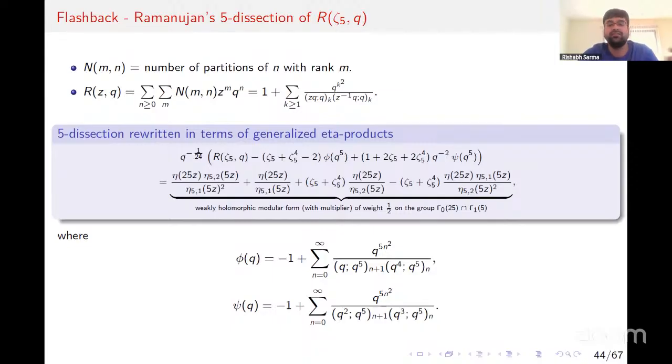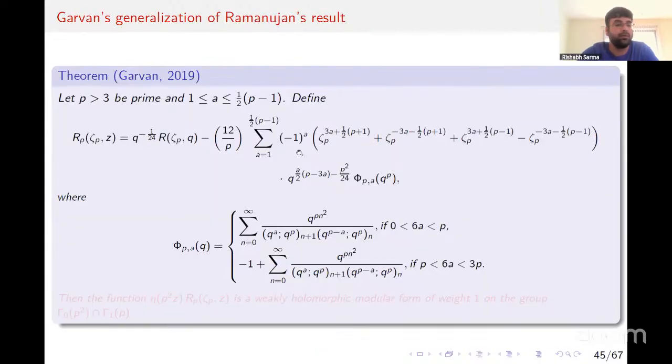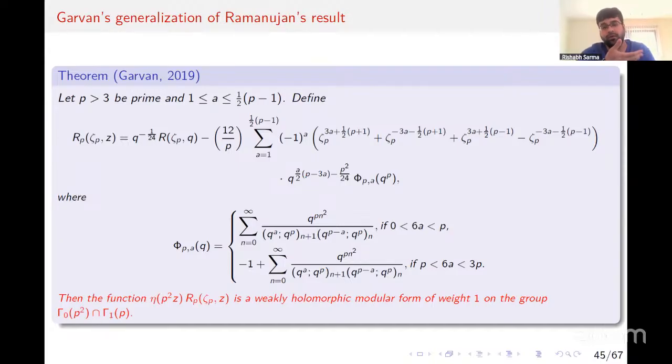Garvan, in his paper, gave a generalization of this result of Ramanujan, so as to say what he found was the rank generating function minus this particular correction factor, where the phi_p is defined by this q-series, which reminds us of the generating function of the rank, but not really. This function times the eta product here is a weakly holomorphic modular form of weight 1 on the general congruence subgroup Gamma_0(p^2) intersection Gamma_1(p). And the p equals 5 case is the one due to Ramanujan on the previous slide.